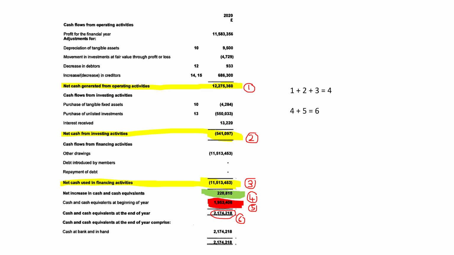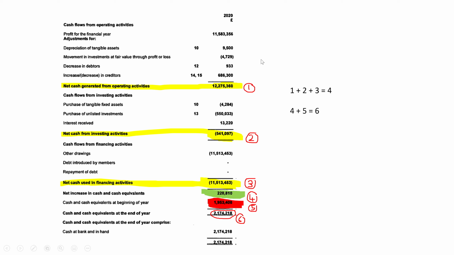So I've got an example of a cash flow statement to show you the different headings. We have cash flows from operating activities, and we have the net cash generated. We then have cash flows from investing activities and net cash from investing activities. And then we have net cash used in financing activities. And 1 plus 2 plus 3 gives us the movement in cash. We add that to the cash at the beginning of the year, and that gives us our final cash.